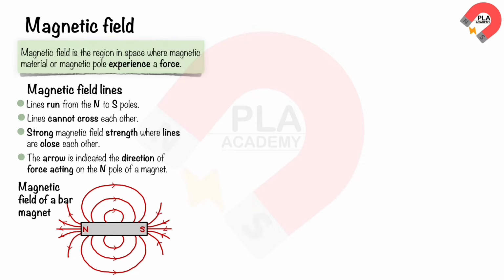Magnetic field lines run from north to south. Magnetic field lines are very close to each other at the north and south. This shows that the magnetic field strength is strong. Magnetic field lines are far apart where further from the magnet. This shows that the magnetic field strength is weak.